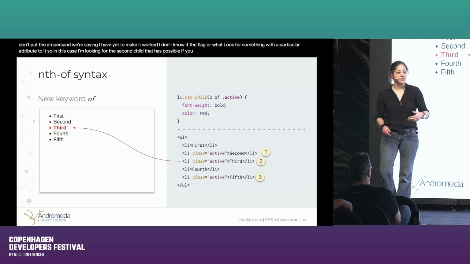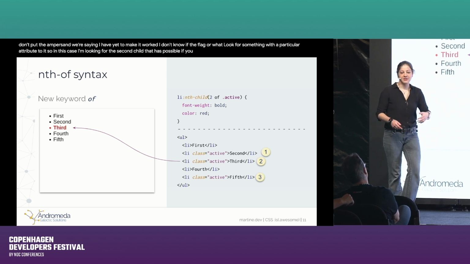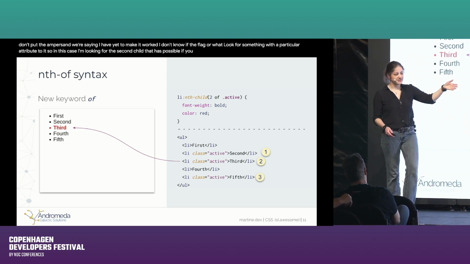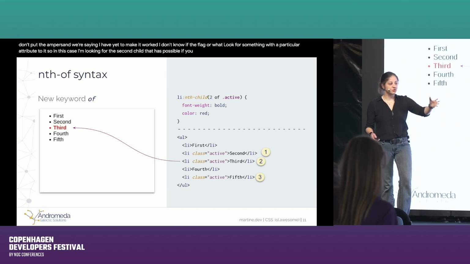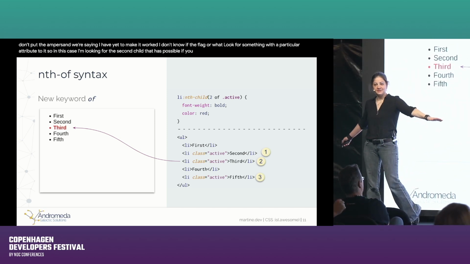So maybe the first one that has, I don't know, my blog is categorized by technology. So if I wanted to specifically call out the first CSS one, I could go ahead and look for my first one that has a class of CSS, even if it's not the first one in the list, for example. Any questions so far?